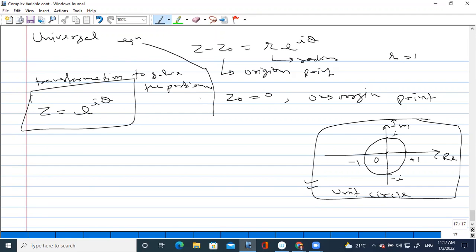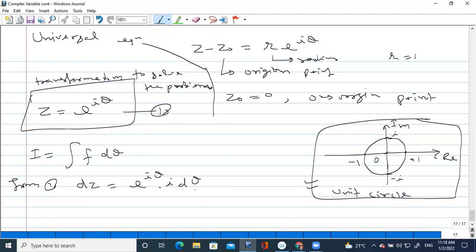Okay, this is our transformation. Here our function is I equal to integral f d theta, so d theta also we know. This is our equation number 1, which we are using for transformation. So from 1, differentiate that, dz will be equal to e to the power I theta into d theta into I also. That will be the answer.